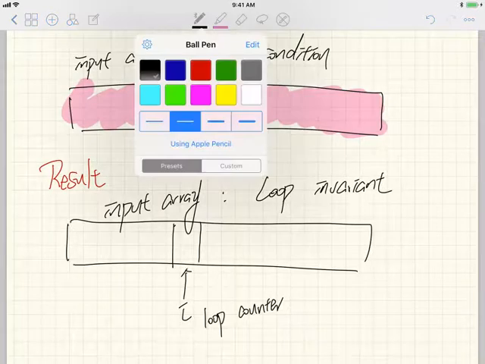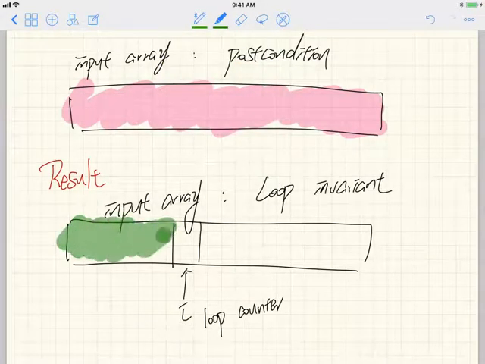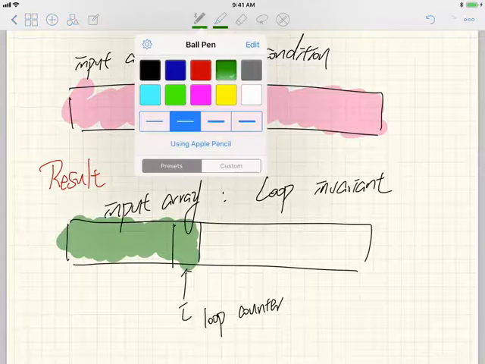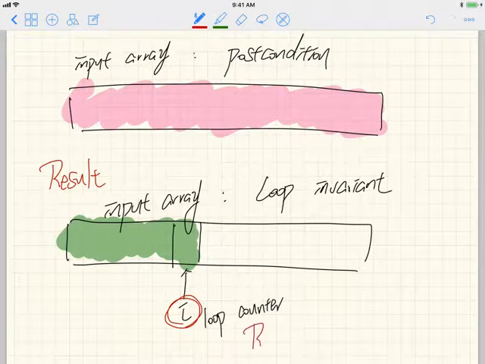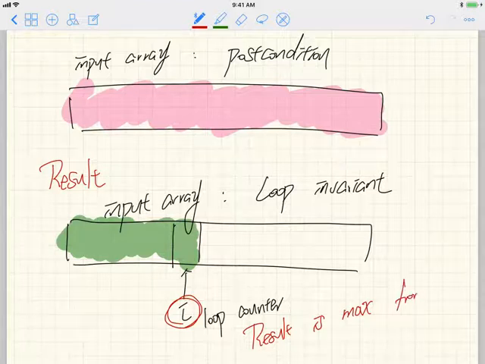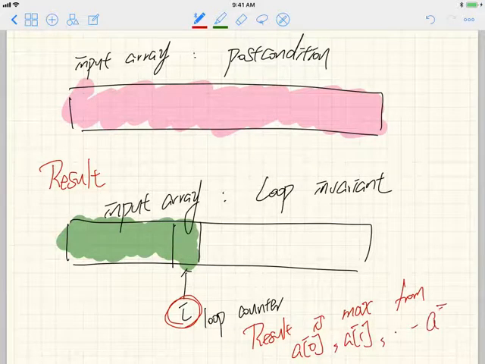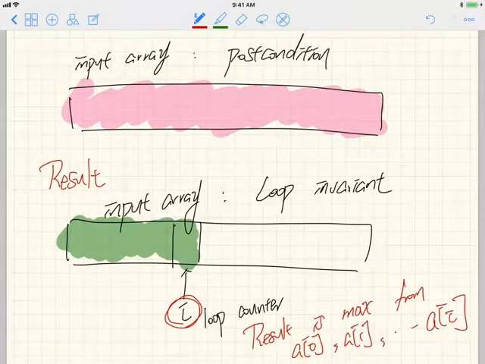So now, let's say I finish the current iteration. That means this part of the array has been scanned through by my feature or my method. The remaining part I'm not sure about because I haven't dealt with them yet. So what does that mean? The loop invariance will depend on where I is. That means result is the maximum from, for example, A0, A1, all the way to only AI. What about AI plus 1? I don't know because I haven't scanned through them yet.